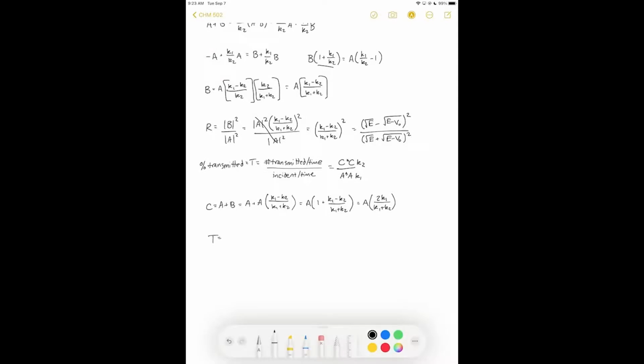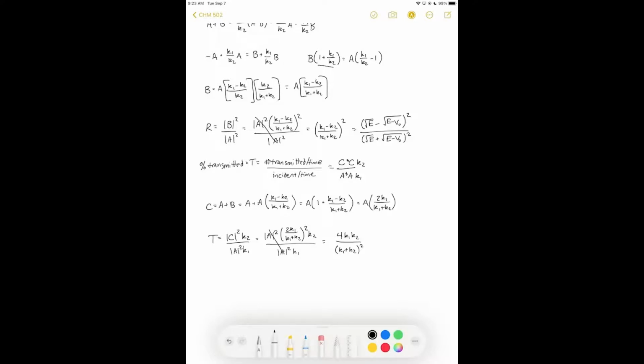So T is going to be equal to the magnitude of C squared times K2 over the magnitude of A squared times K1. In this case, C squared is going to be the magnitude of A squared times 2K1 over K1 plus K2, squared, times K2. And then on the bottom, we'll have A squared times K1. Our constants will cancel, and by simplifying this, we'll have 4K1 K2 over K1 plus K2 squared.